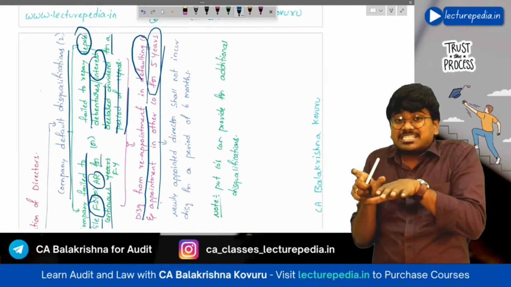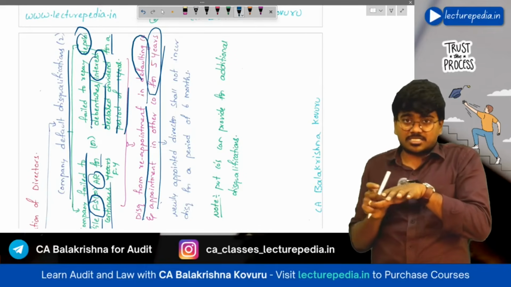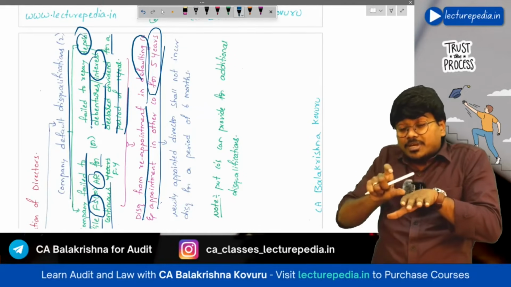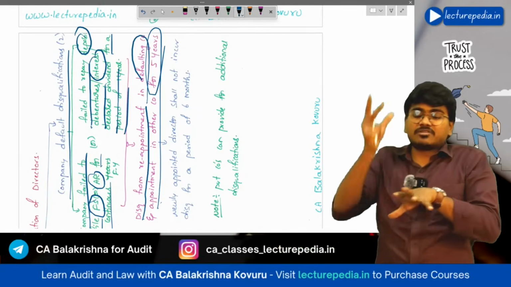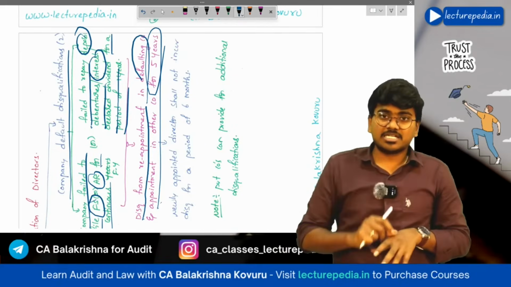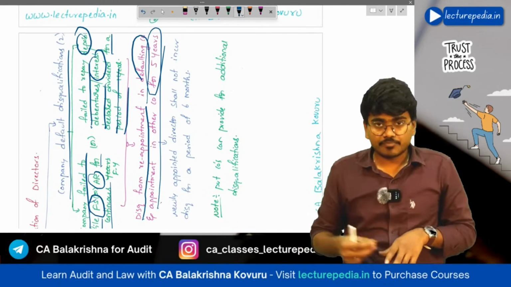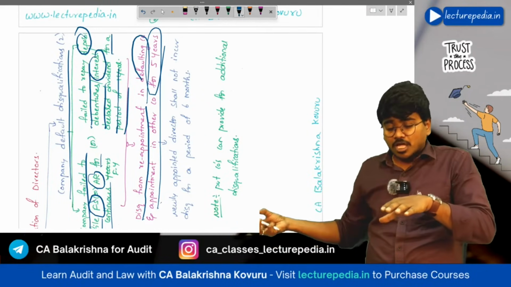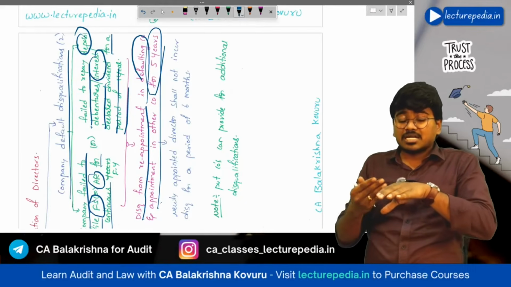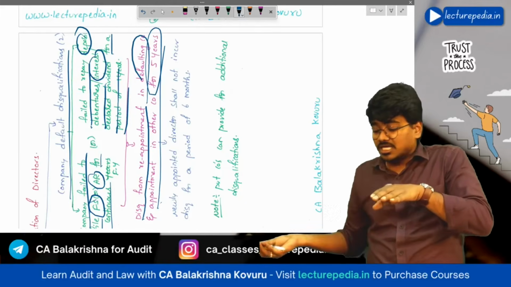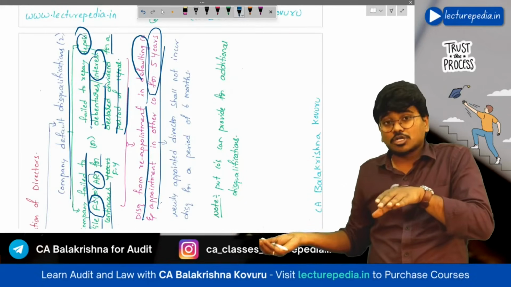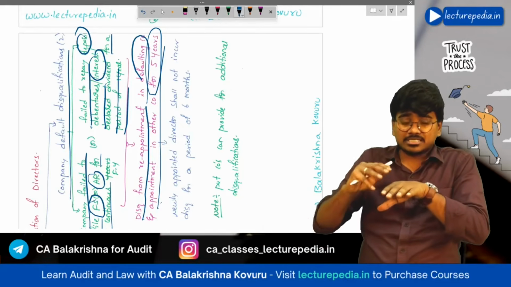A period of 6 months has been given to this new person. After completion of 6 months, this person will get hit by the disqualification, because the new person, without knowing that the company has committed a default, might be appointed as a director. Without knowledge he might get himself appointed as a director.